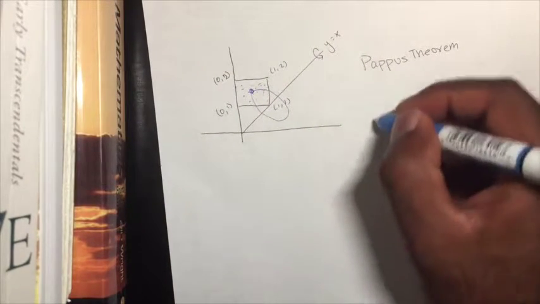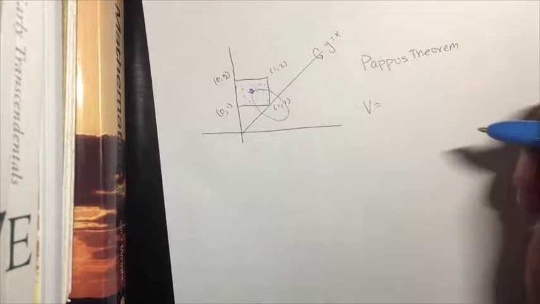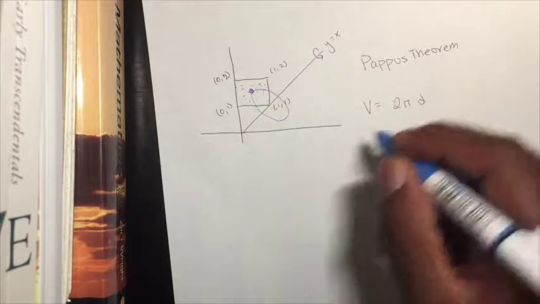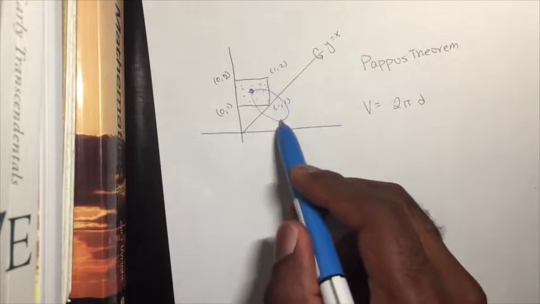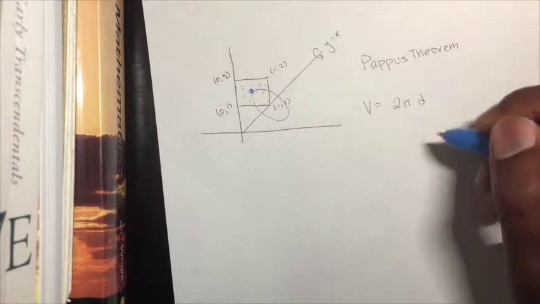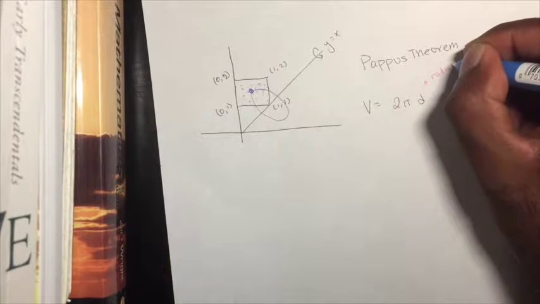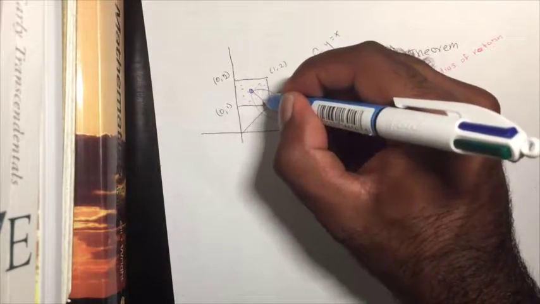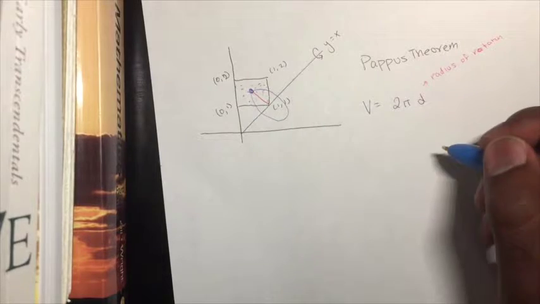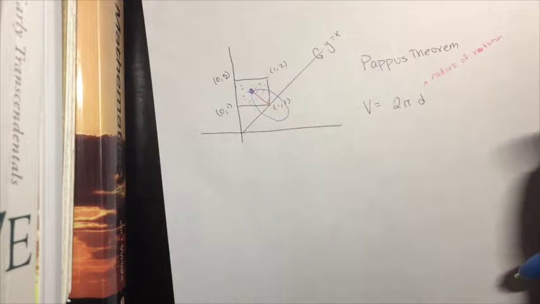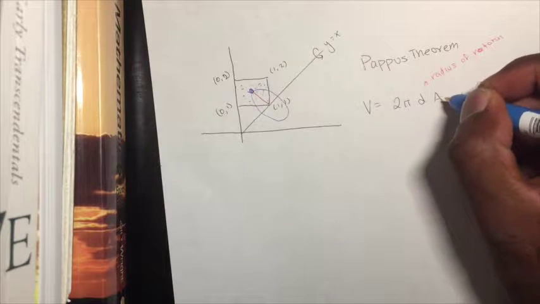formula. Pappus theorem is: volume of the rotated shape is equal to 2 pi d, which represents the circumference of the circle, where d represents the radius of rotation. This radius of rotation is a line that is perpendicular to the axis of rotation, and it starts from the center of mass. And we multiply all of that by the area. This is the area of the shape.